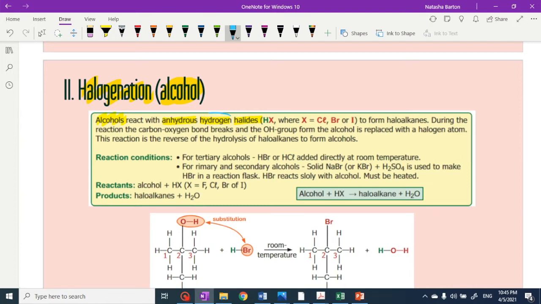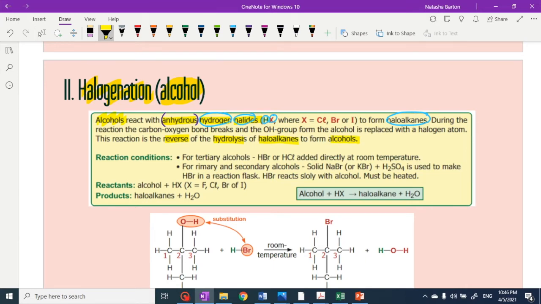So a reminder, a hydrogen halide is just a hydrogen atom bonded to some halogen, which could be chlorine, bromine, or iodine, for example. The word anhydrous simply means that we may not have water present in our hydrogen halide. So there's no water here. This reaction takes place without the presence of water. And in the end, we are going to form haloalkane. So the product of these reactions are haloalkanes, and you'll see we'll have a byproduct of water as well. They say here this reaction is the reverse of the hydrolysis of haloalkanes to form alcohols.